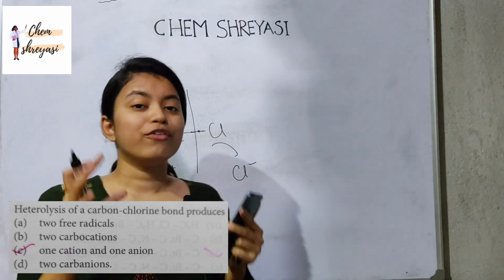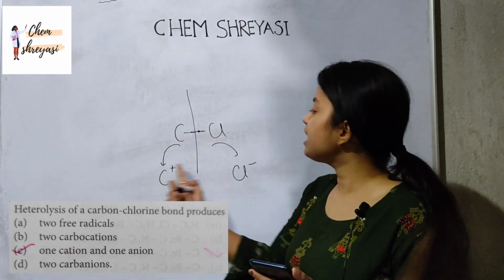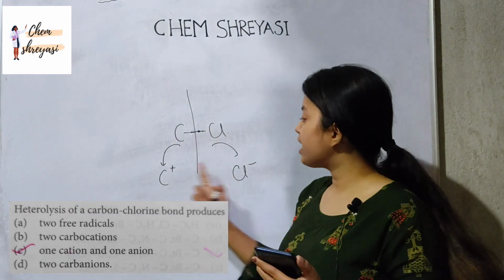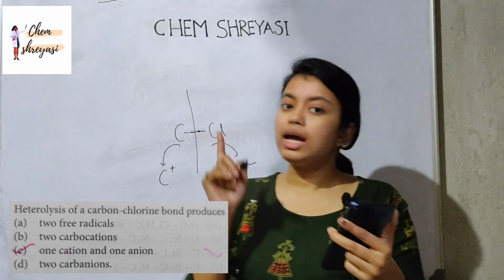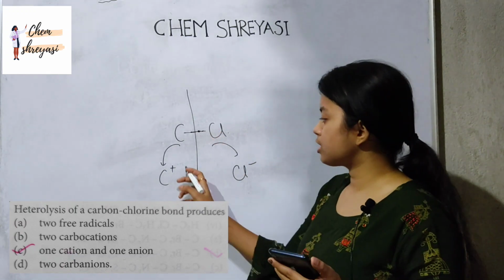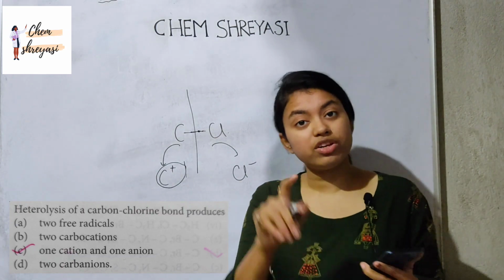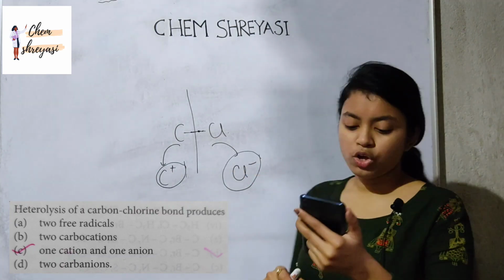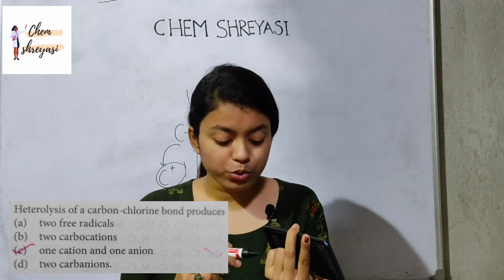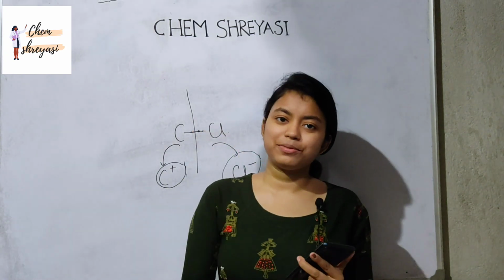So we can understand that in any heterolytic cleavage, one cation will be released, which is this one, and one anion will be released, which is this one. So I guess the option C is the right answer.